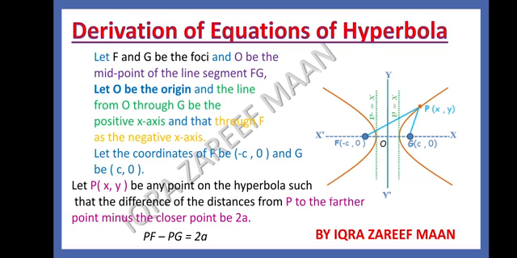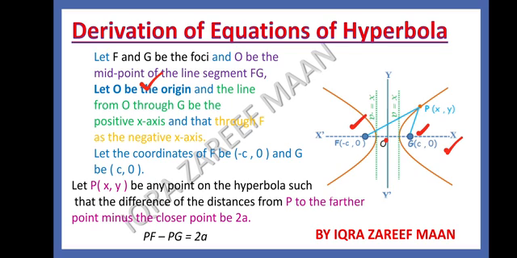Derivation of the equation of the hyperbola. Let F and G be two foci and O be the midpoint of the line segment FG. As O is the midpoint of the line segment FG, we call it the center of the hyperbola, and here we consider the center at the origin (0, 0). F and G are the two foci of the hyperbola, and the line from O through G is called the positive x-axis. That's why we call the coordinate of the point G (c, 0).